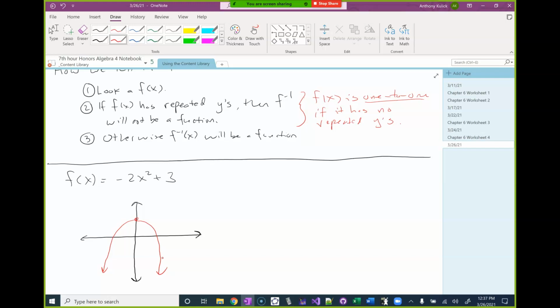Now, in this case, f inverse would not be a function, right? Because almost all of the y coordinates are used twice. For example, y equals 1 is used 2 times. Right? This is the point 1, 1. This is the point negative 1, 1.